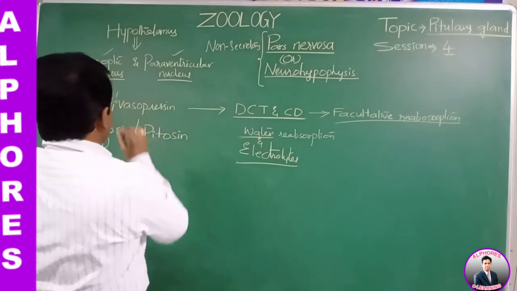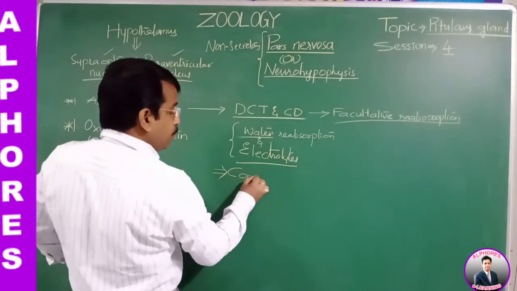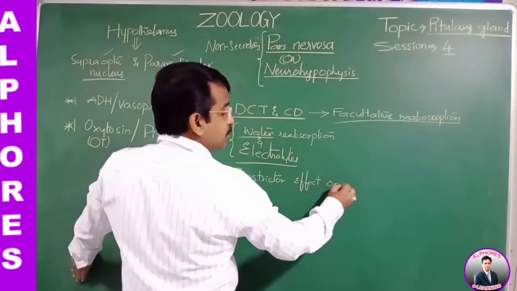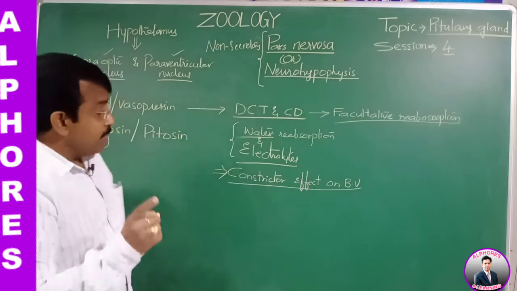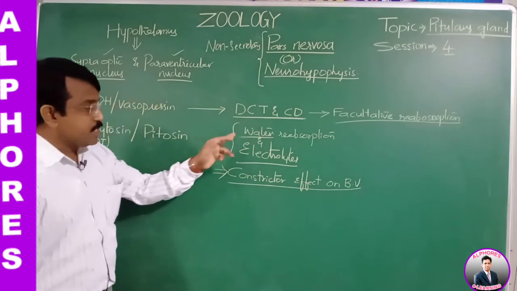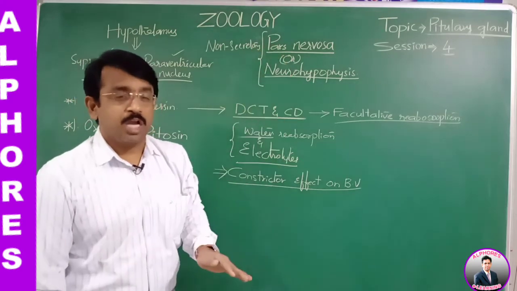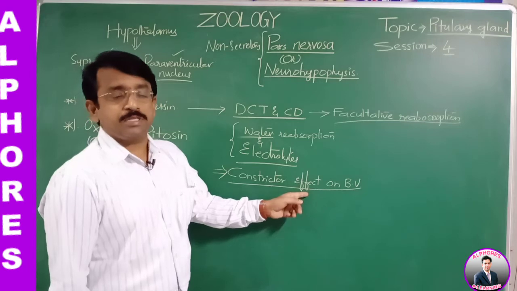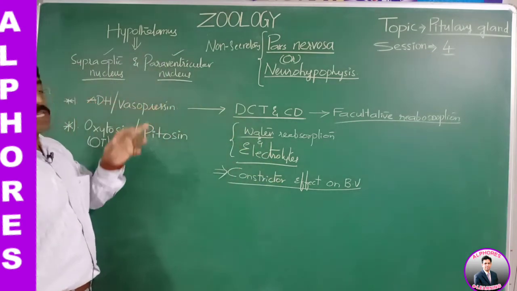Besides these, vasopressin also has another role: it shows a constrictor effect on blood vessels, so it increases the blood pressure. Vasopressin is responsible for water and electrolyte reabsorption, thereby preventing the loss of water. Loss of water is named diuresis, so as it prevents diuresis, it is named the antidiuretic hormone. And it constricts the blood vessels, which increases the blood pressure. That is what we discuss regarding ADH, vasopressin.